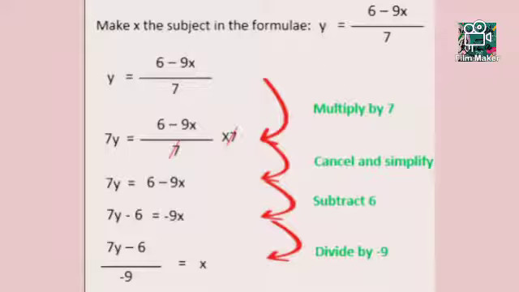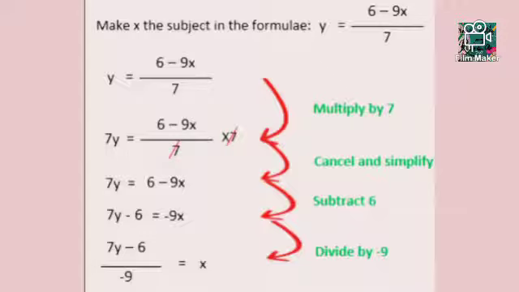To remove 6, what do you have to do? Yes, you have to subtract 6 from both sides. If you subtract 6 from both sides, the positive 6 on the right hand side gets cancelled off with plus 6 and minus 6, and then you get 7y minus 6 is equal to minus 9x.